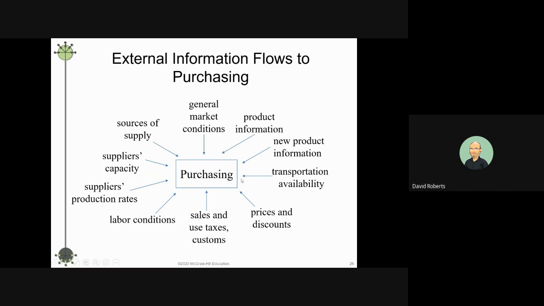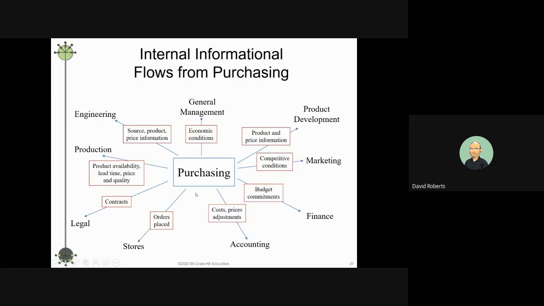External, like a purchasing agent or a buyer, procurement specialist, whatever you want to call it, they need to know a lot of things. They need to know about customs, taxes, what the markets are like, what transportation is like. So they're a real hub again of dealing with transportation companies to actually get the product from where it is to where you need it to be. And again, internal information flows.